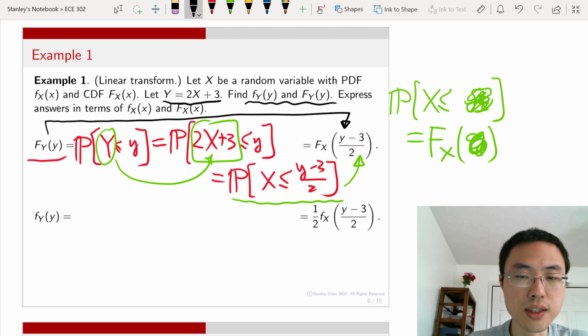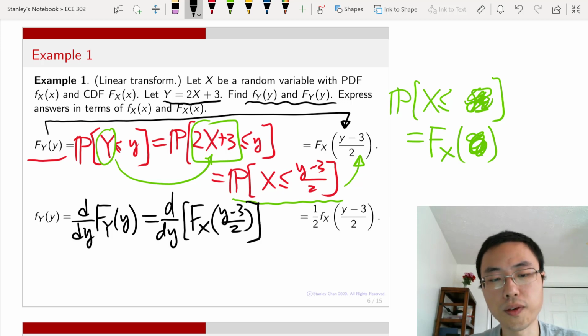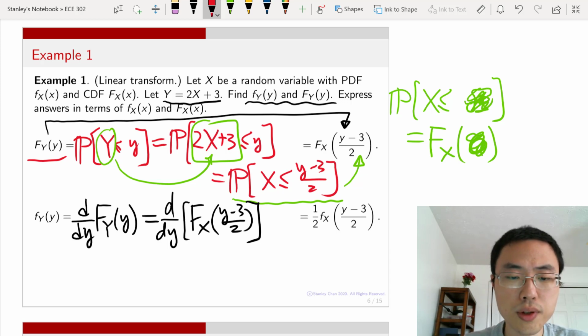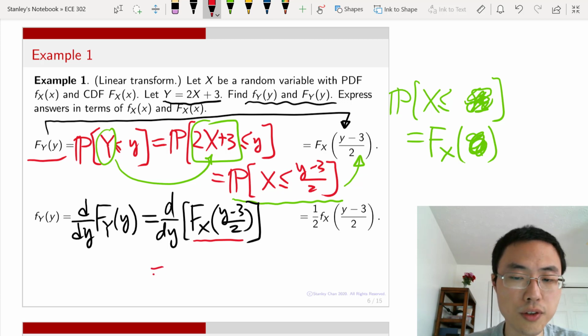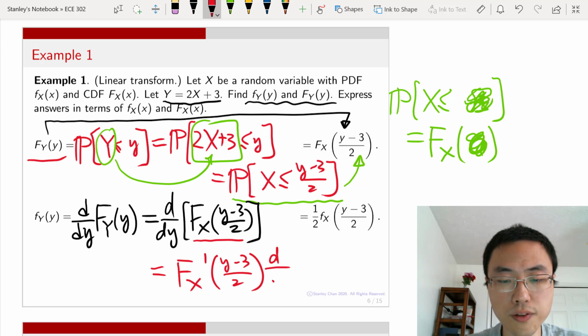What is small fy? That's the PDF. The PDF is the derivative of Fy of y. Now what is Fy? Well, Fy is just Fx of y minus 3 divided by 2. That's just the substitution of what we have found in the previous step. And then when you take the derivative of this thing, this is a function of y. So if you take the derivative, you will get Fx prime of y minus 3 divided by 2, and then you have d/dy of y minus 3 divided by 2.